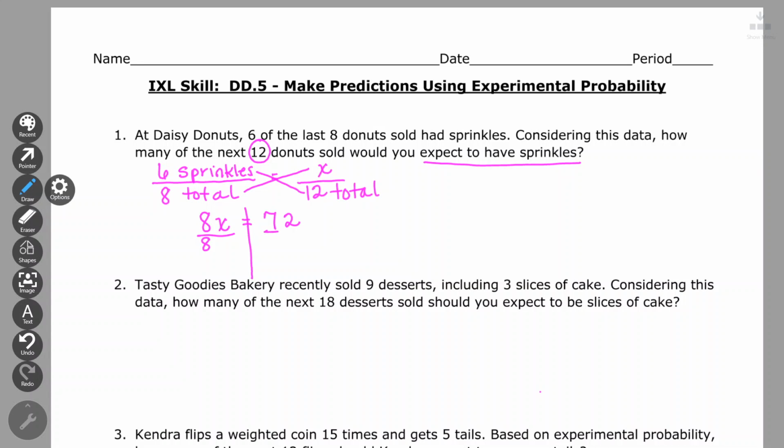So if we do it to one side, we've got to do it to the other. 8 over 8 gives me 1. Remember, I don't have to write 1x, I simply write x. And then 72 divided by 8 is 9. So what I can tell you is that if 12 donuts were sold, we can expect 9 of them to have sprinkles. All right, let's look at number 2.